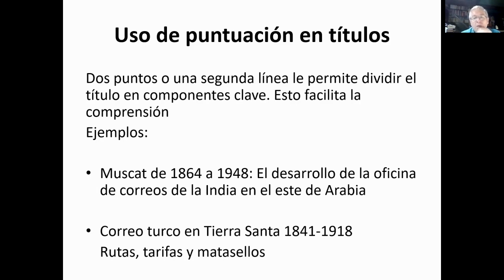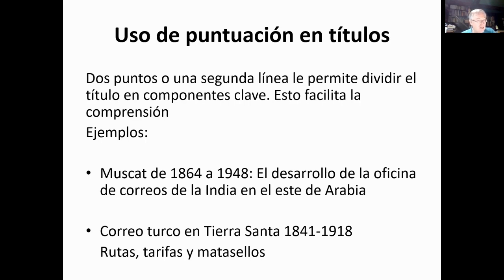The second one, by splitting the title over 2 lines, you start out by emphasizing that the exhibit covers the Turkish post in the Holy Land between 1841 and 1918, that is the period of the Ottoman administration, and up to the end of the First World War. But the second line clearly defines the treatment of that exhibit, that the material within the exhibit is to be shown organized around routes, rates, and postmarks.